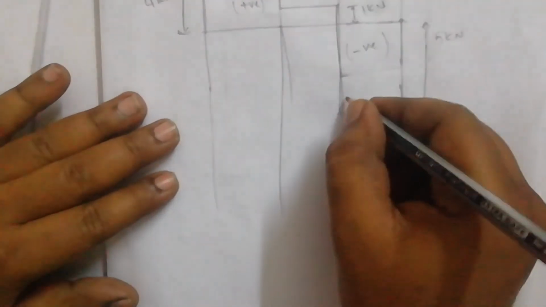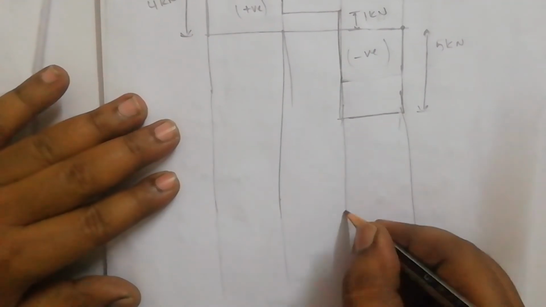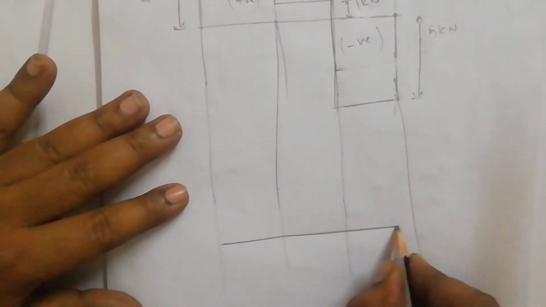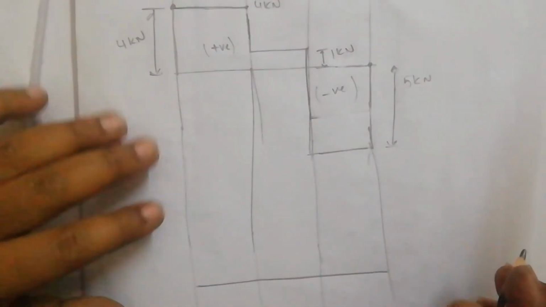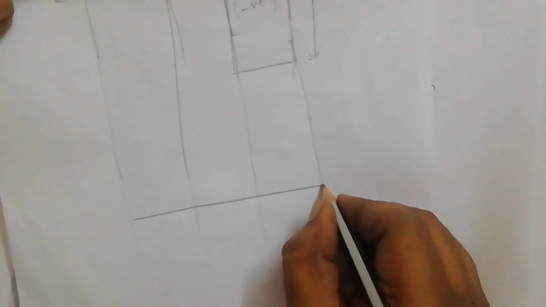So let us try to draw the diagram. Let us try to draw the bending moment diagram. I will extend the lines like this. You can make the middle lines dotted and the outside lines thick lines. Now what is the value of bending moment at point B? At point B it is 0. So I will mark the point 0.